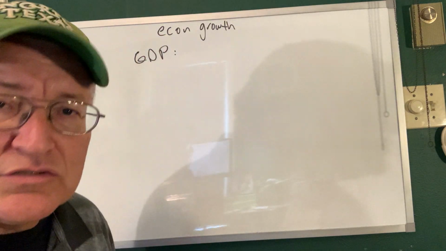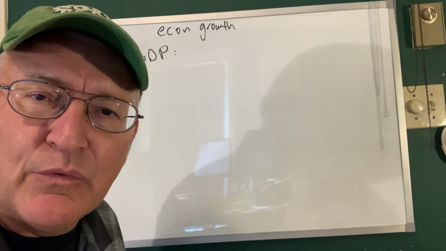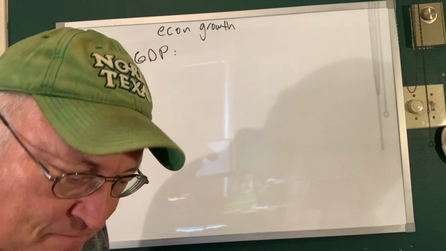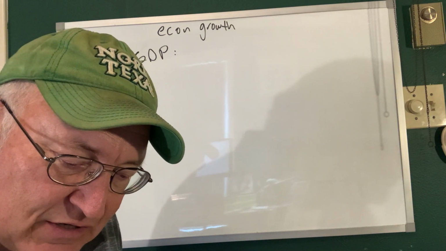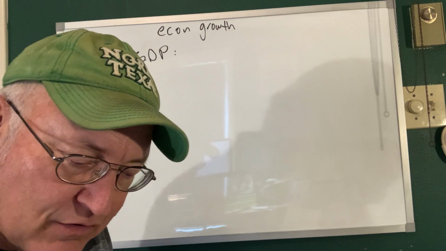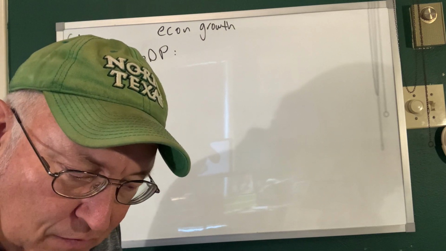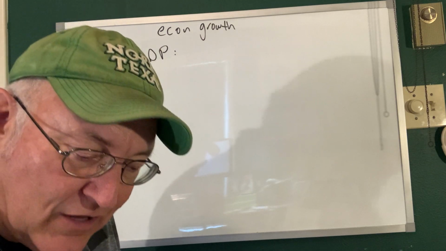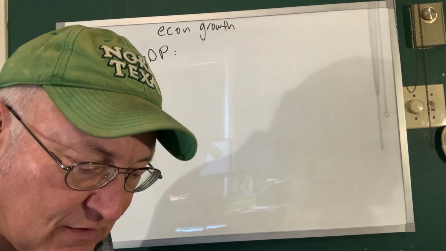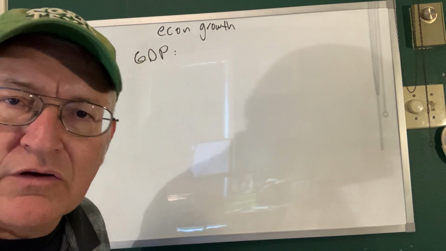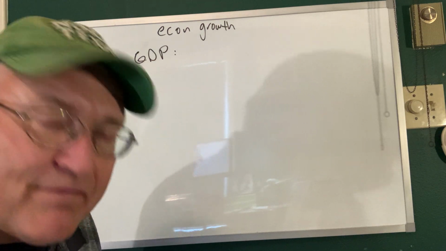Okay, so gross domestic product, what is it? Well, gross domestic product, and I'm just going to read you the definition here, is the total market value of final goods and services produced in a given time period by domestically located resources. Okay, so let me read that again. Gross domestic product is the total market value of final goods and services produced in a given time period, domestically located. So let's break that down a little bit.